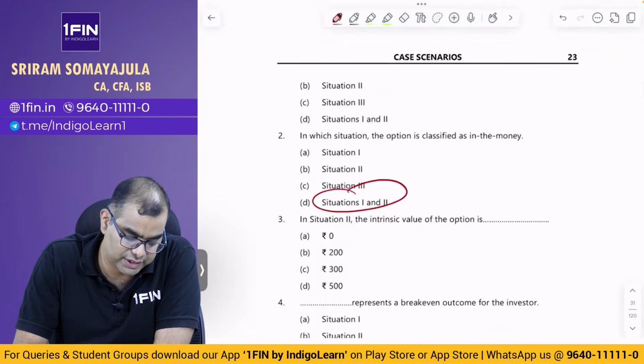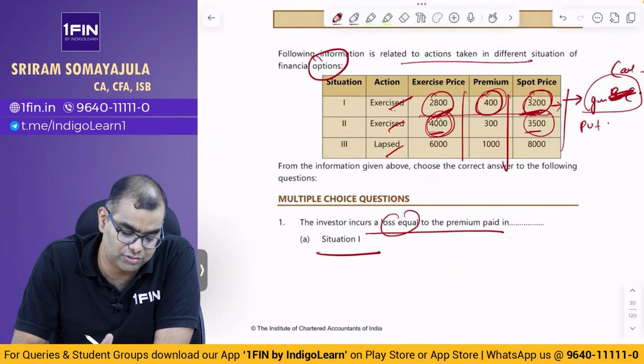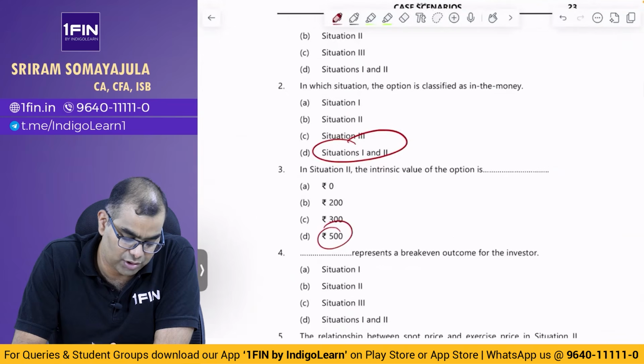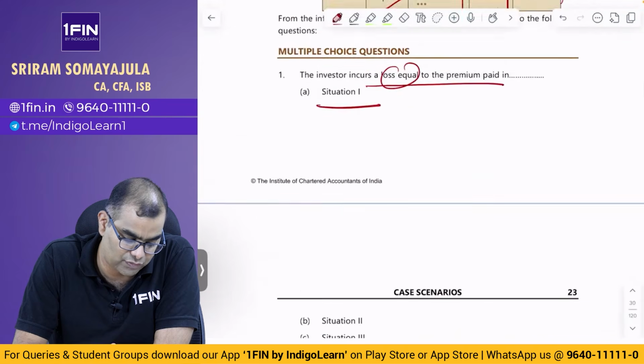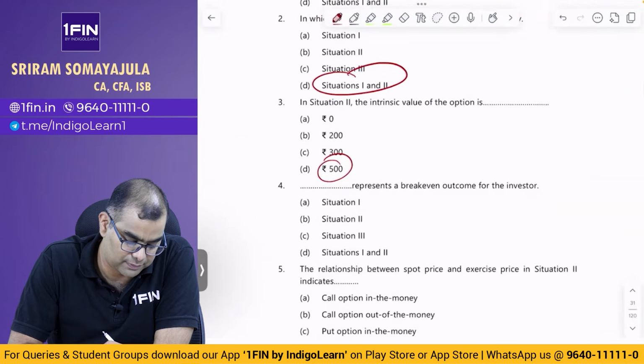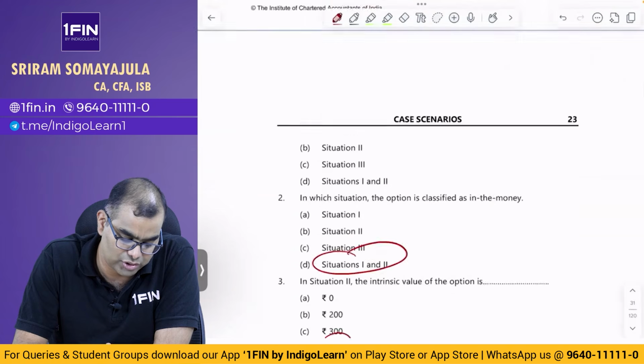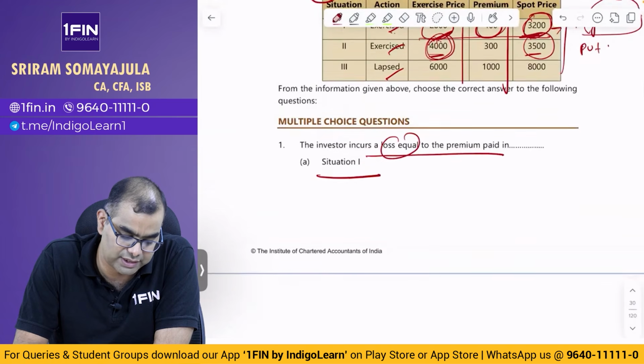Then in situation 2, the intrinsic value of the option. What is intrinsic value? Intrinsic value is basically a difference between these two, which is 500. Dash represents a break-even outcome for the investor. So, only situation 1 is a break-even outcome. And the relationship between spot price and exercise price in situation 2 indicates what? It's a put in the money.